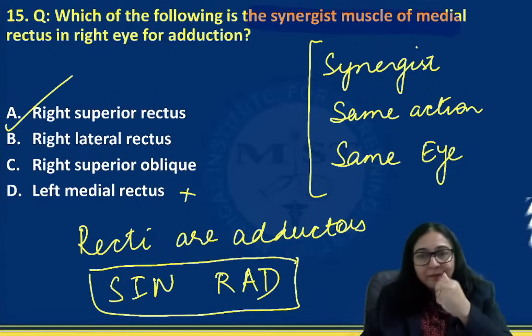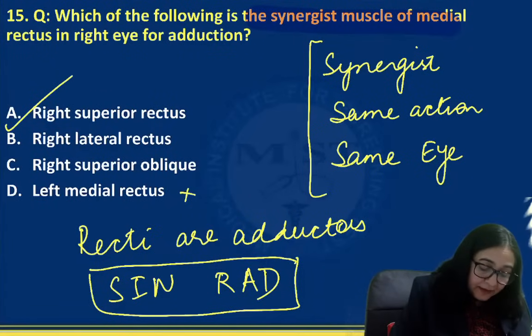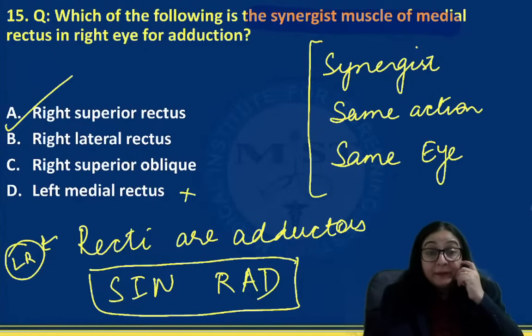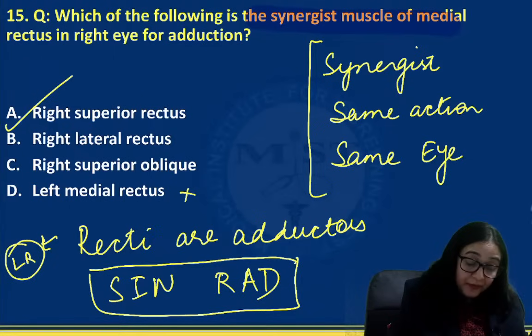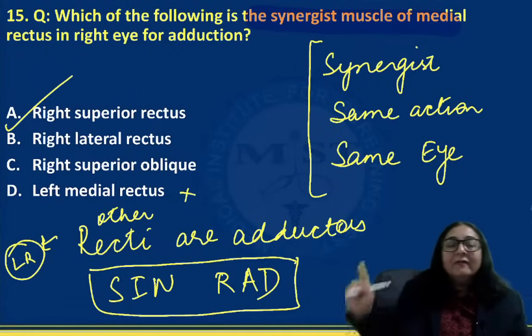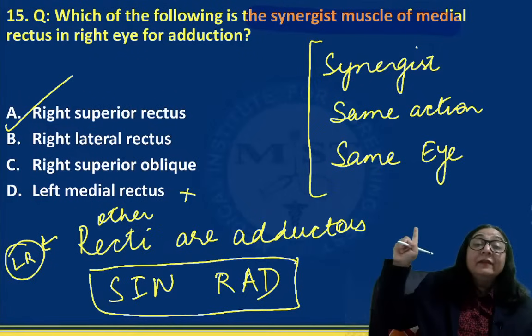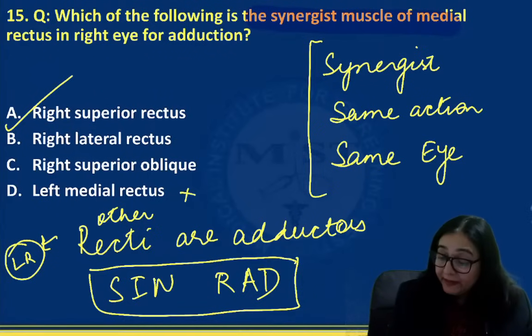ठीक है, अब वो recti में lateral rectus को निकाल दो. Okay, so except lateral rectus, that is already known as an abductor. So other recti are adductor. So the adductors will be medial rectus, superior rectus, inferior rectus. So here when we are talking about synergist muscles for adduction to the right eye, medial rectus, the answer will be right superior rectus. अब clear हुआ बेटा?